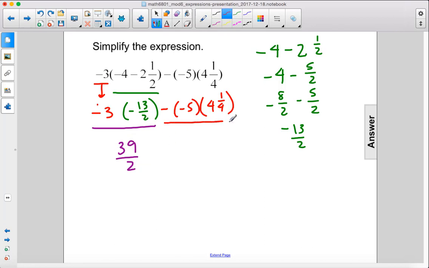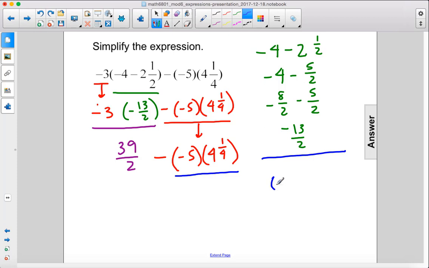Now we can bring down the rest of the problem. So we have minus negative 5 times 4.25. Now we have subtraction and multiplication. So this multiplication is now what we want to solve next. So I'm going to move it over to the side just to save some room.